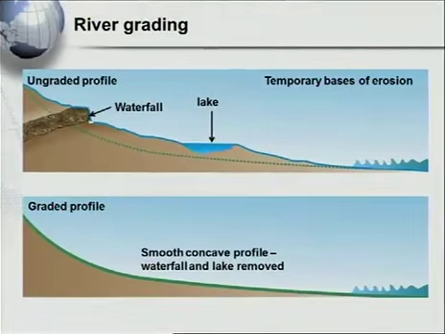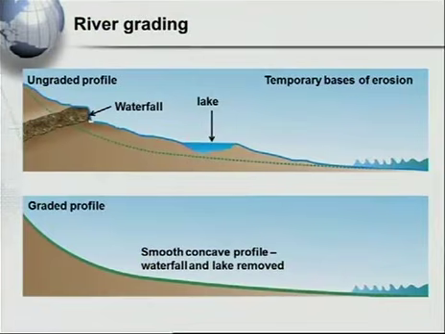Okay, I just want to move on to something called river grading. What's very important is that you must be able to distinguish between an ungraded and a graded profile. This is very easy. In an ungraded profile you will find a waterfall and you will find a lake. These are your temporary bases of erosion. You'll even find the rapids, dams and all these things. This is an ungraded profile. Have you got that?